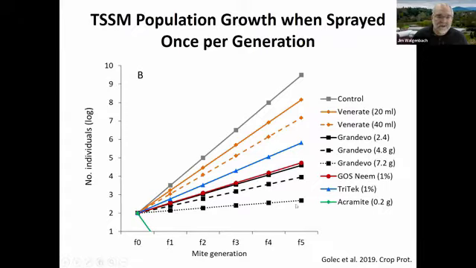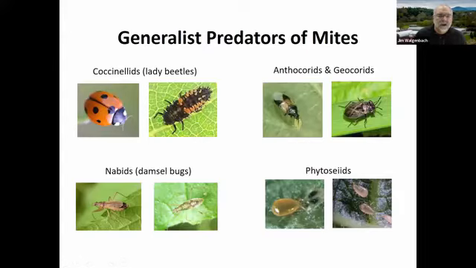All these others, you see an increase in population, although it's at least with a kind of a high rate of Grandivo there. And Grebo does have some activity. In terms of biological control, there are a number of generalist predators that can have some activity.